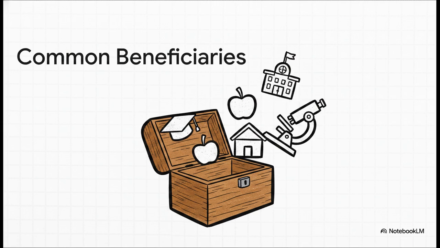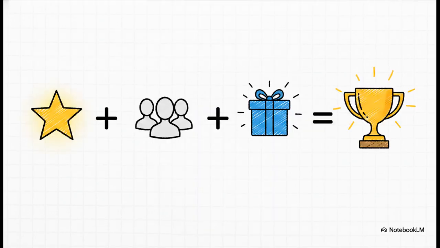Now, if you hit a wall on Step 2, identifying those beneficiaries, here's a ready-made toolkit of the usual suspects. Depending on your topic, your research might help students, teachers, parents, schools, researchers, policymakers, or even entire communities. Basically, just ask yourself, who actually has a stake in the problem I'm solving? So the crucial point here is this almost mathematical formula. Importance leads to beneficiaries, which leads to specific benefits, ultimately culminating in your contribution to future research. Follow this flow, and your writing is going to naturally be coherent and super persuasive.